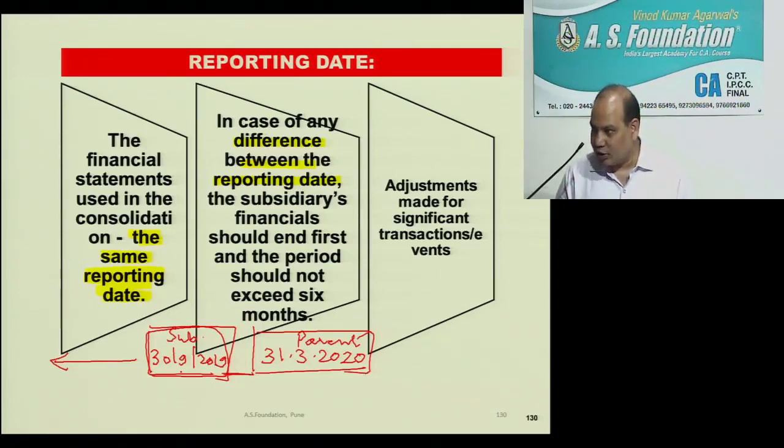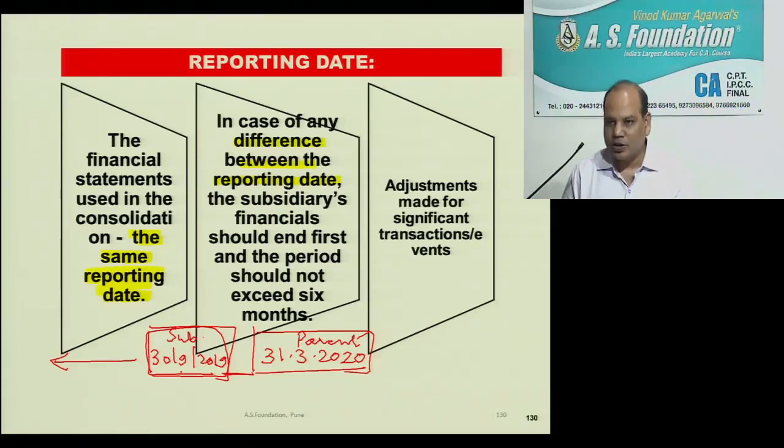And whose year ending date should come before the other? Yes, because the subsidiary has to be consolidated with the parent. So first the subsidiary's financial statement should be finalized. First, whose financial statement should be finalized? Subsidiary. Yes or no? Yes, sir.